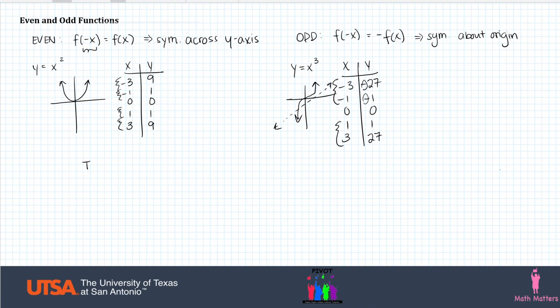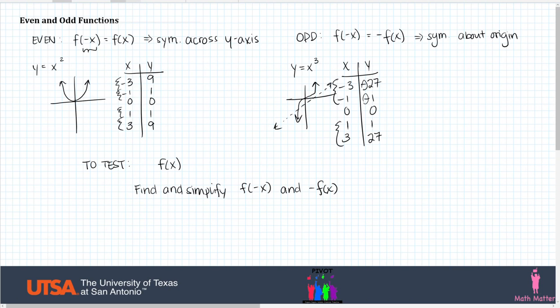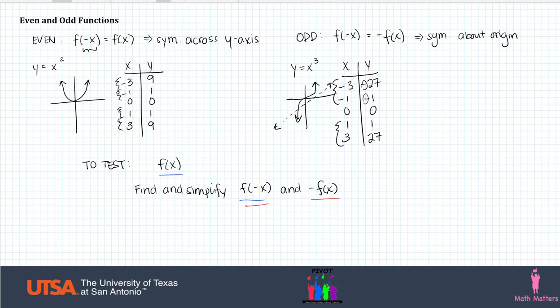So to test if a function is even or odd, we're given f of x. We want to find and simplify f of negative x and negative f of x and see which two match. If the f of negative x and the f of x match, then it is even. If the f of negative x and the negative f of x match, then it is odd. And if none of the two match, then it's neither even nor odd.